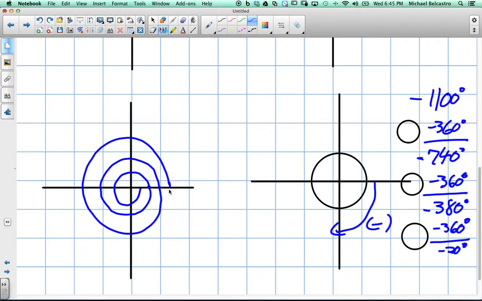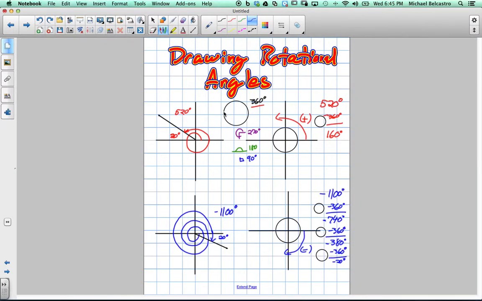So this time we're going to add an extra 20 degrees to it. We're going to estimate where 20 degrees would be. Halfway in between would be 45, so we know it's maybe like a quarter of the way. So somewhere here, we're just doing a rough sketch. We continue our rotational arrow, and we say that this is another 20 degrees. And that's the equivalent of negative 1100 degrees of a rotation. Okay, so that's drawing rotational angles.